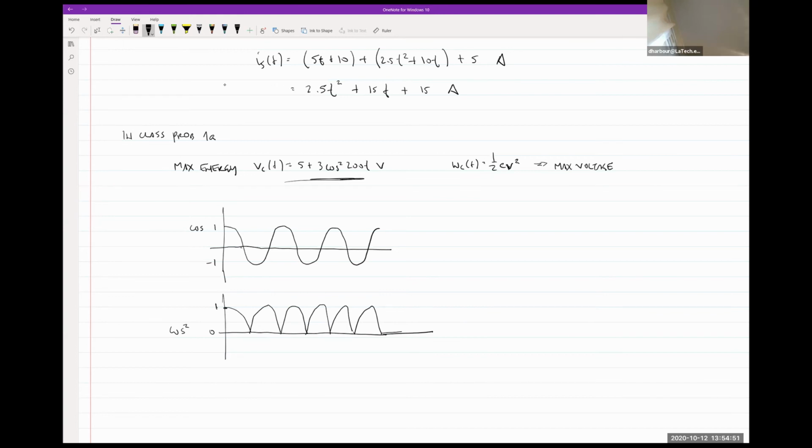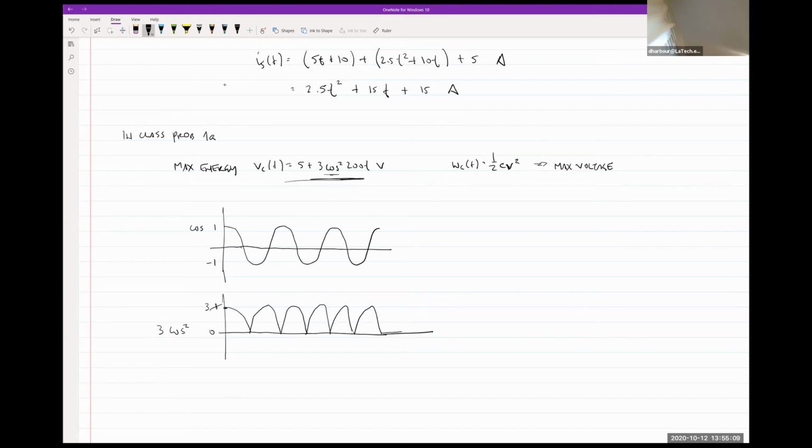And so that gets us to cosine squared. If we have 3 cosine squared, well, then that just bounces back and forth between 0 and 3. We multiply both of those values by 3. Now we're bouncing around between 0 and 3, and that gives us 3 cosine squared.